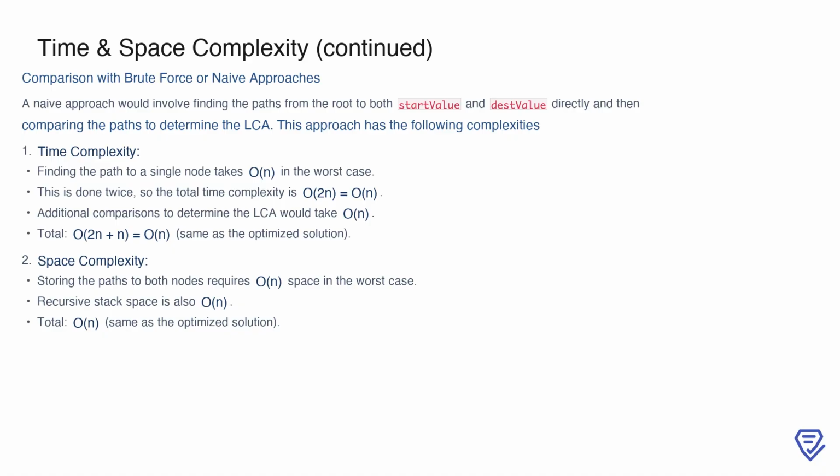When comparing our optimized solution to a naive approach, we see that both approaches achieve the same asymptotic time and space complexities, but the optimized solution is more efficient in practice. A naive approach might involve finding the paths from the root to both start value and dest value directly and then comparing these paths to determine the LCA. This requires finding the path to each node, which takes O(n) time per node, and comparing the paths, which adds another O(n). The total time complexity for the naive approach is therefore O(2n plus n), which simplifies to O(n). Similarly, the space complexity involves storing both paths and the recursive stack, which totals O(n).